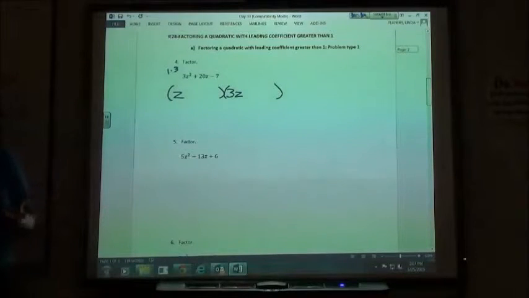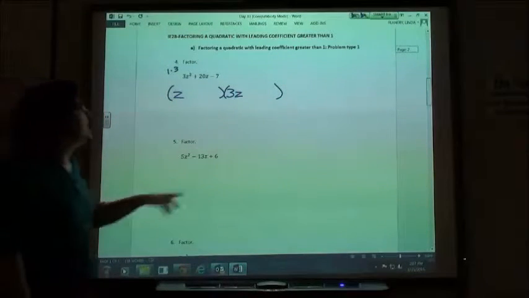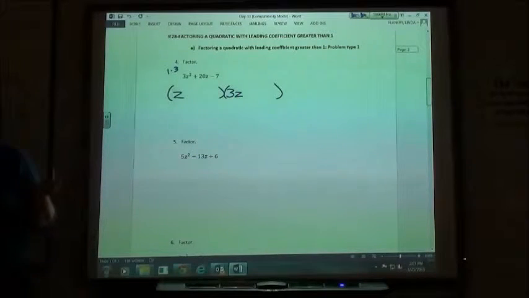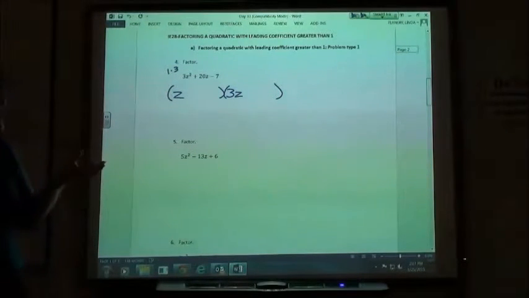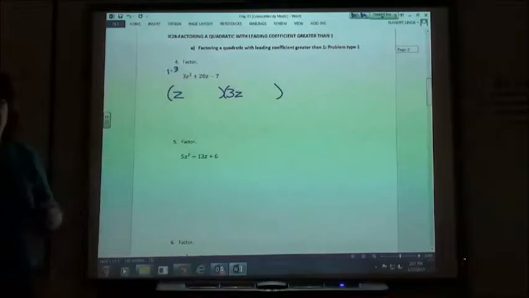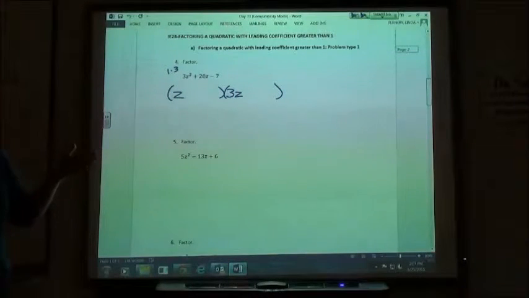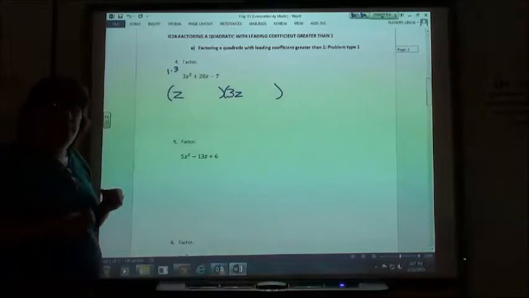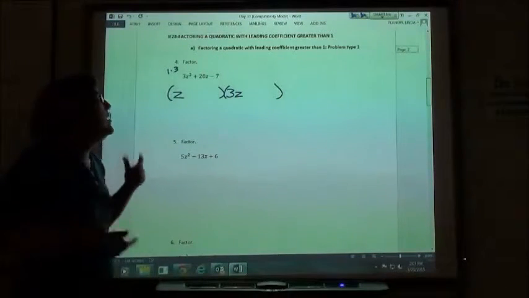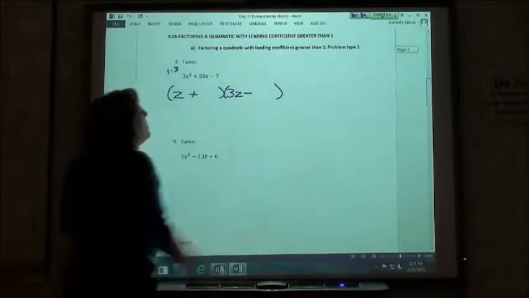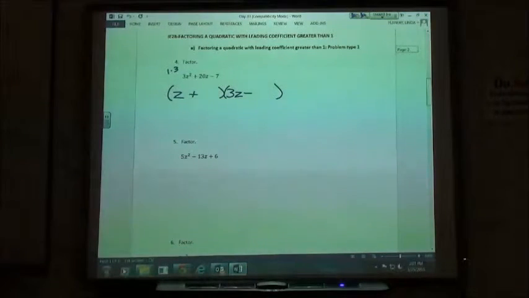My rules for my signs are the same as on the previous ones. If the end is negative, I know I have to have one of each sign. The problem is it will make a difference here which way you put them in. So what you're going to do is just pick one way to put them in, 1 plus and 1 minus, and if you get the right middle number but the sign is wrong, then switch your signs around. So I'm just going to guess and I'm going to make this a plus and a minus because I know I have to have one of each.